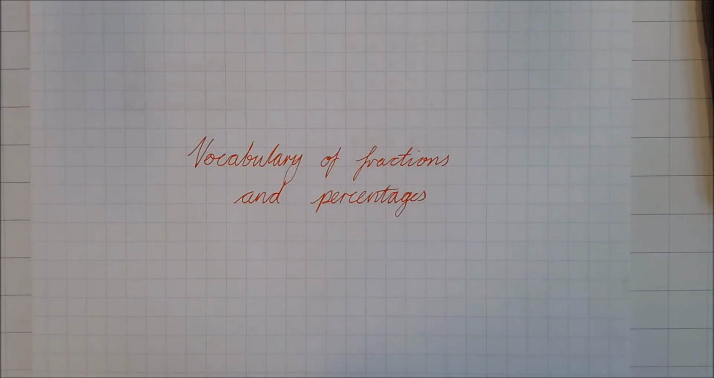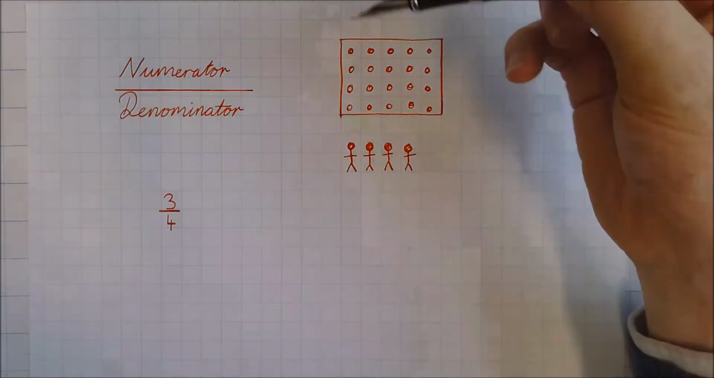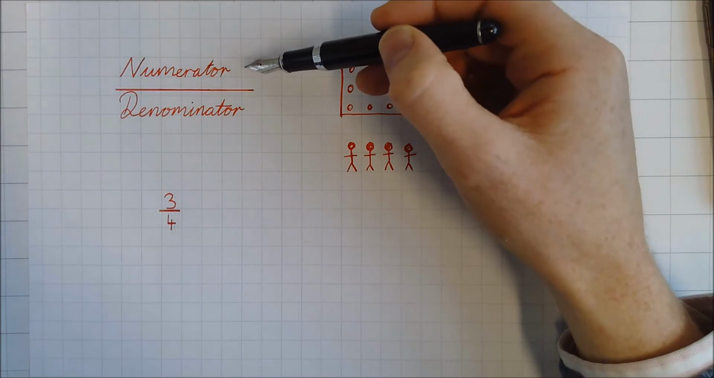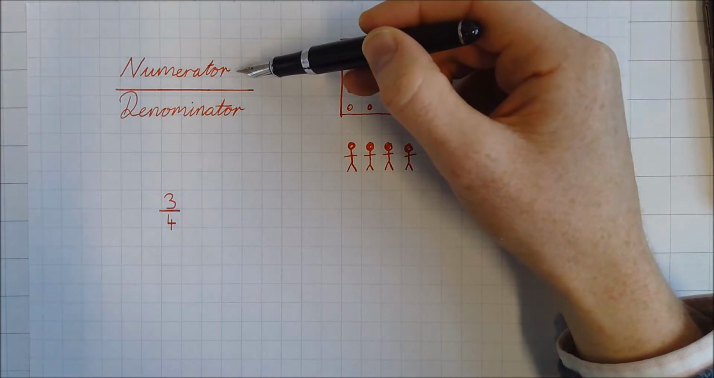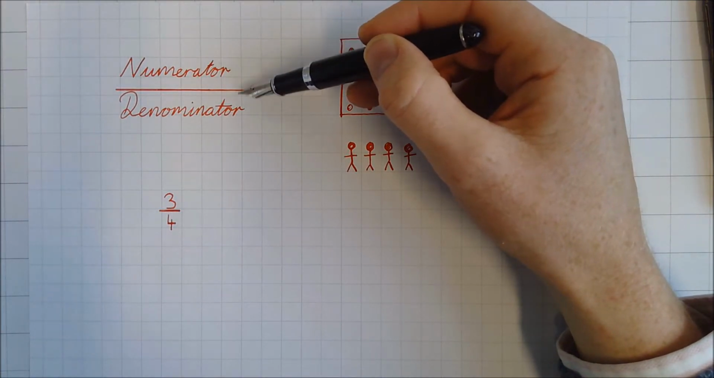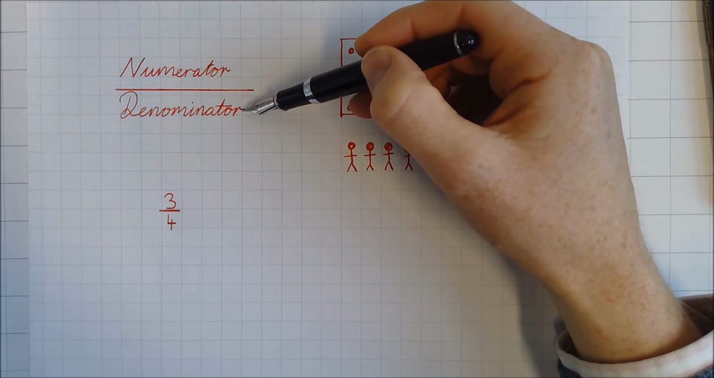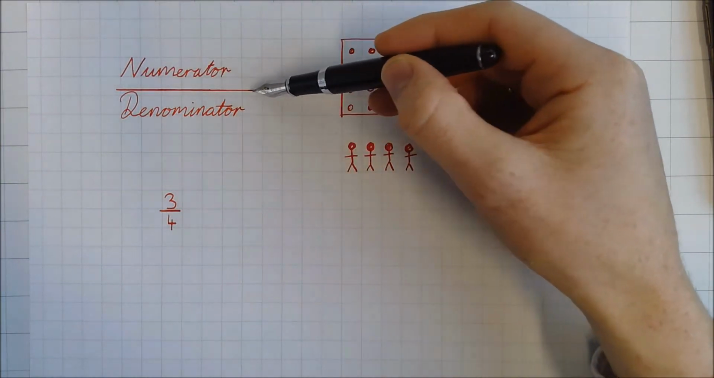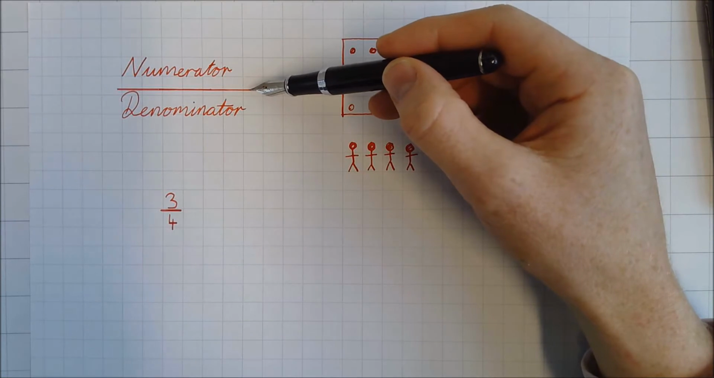In this video, we're going to look at the vocabulary of fractions and percentages. A fraction is made of two parts: the numerator, the number on top, and the denominator, the number on the bottom. This line in these videos we'll refer to as the fraction bar.